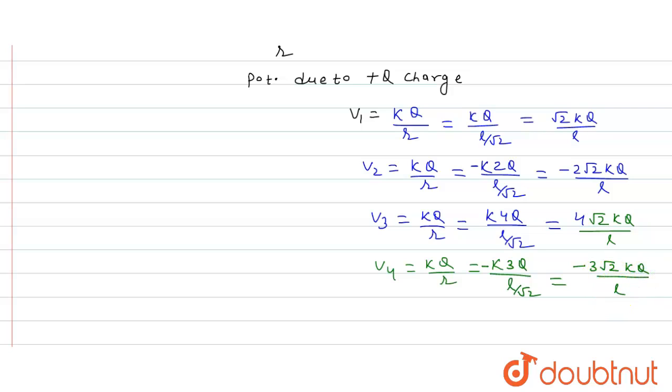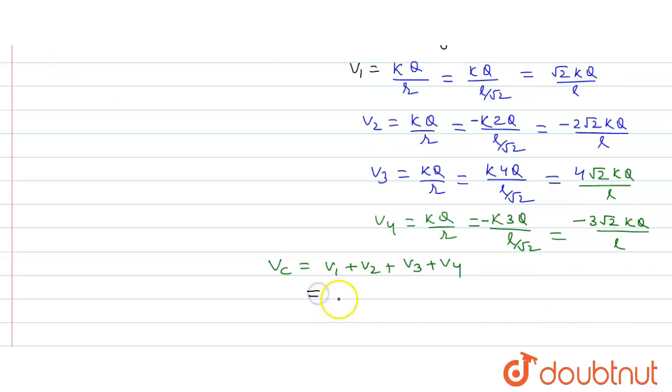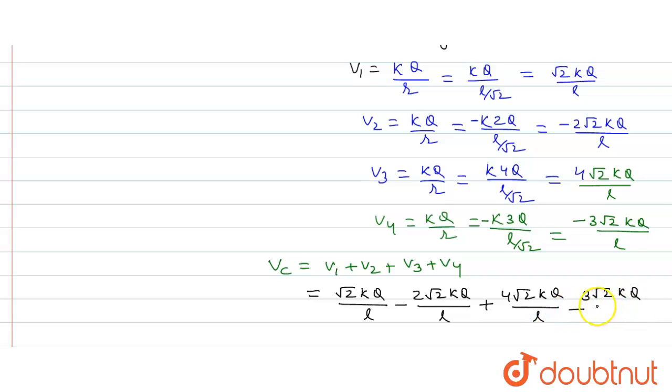Okay, now the net potential at point C will be V1 plus V2 plus V3 plus V4. So this is equal to V1 value, root 2 KQ upon L, V2 value, minus root 2 KQ upon L, plus 4 root 2 KQ upon L, and minus 3 root 2 KQ upon L.